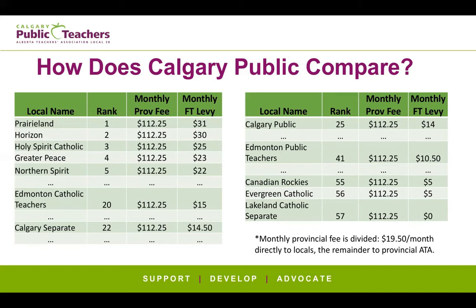to the number of executive staff that they employ. Calgary Public is the only local that employs 2 executive staff officers. Every other urban local employs just 1. So just 1 in Edmonton Catholic, 1 in Calgary Separate, and 1 in Edmonton Public.